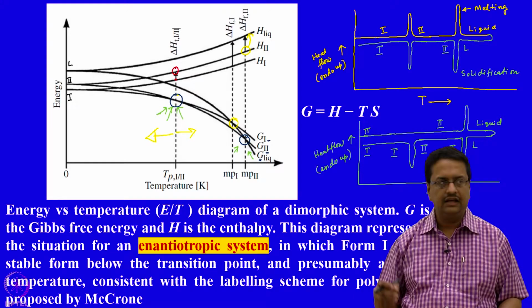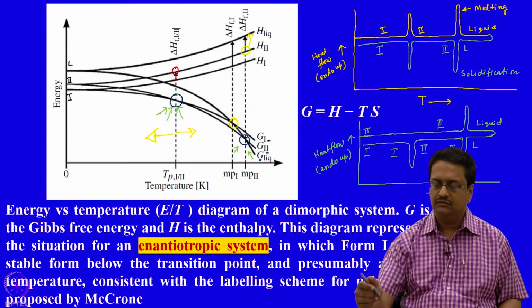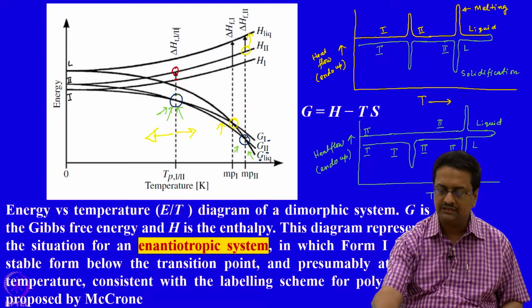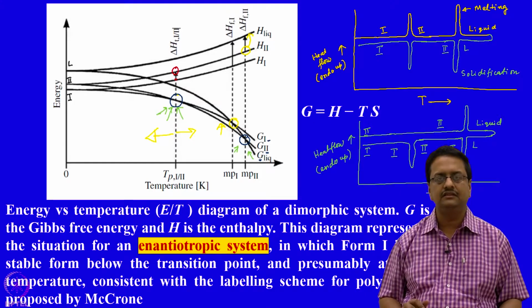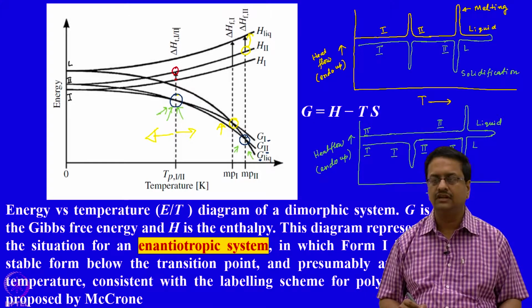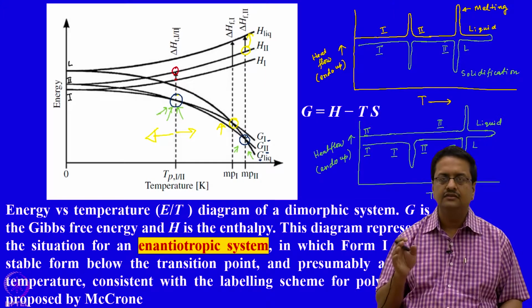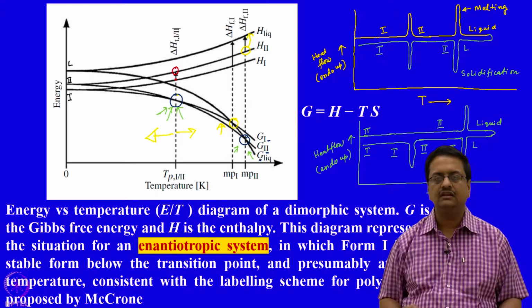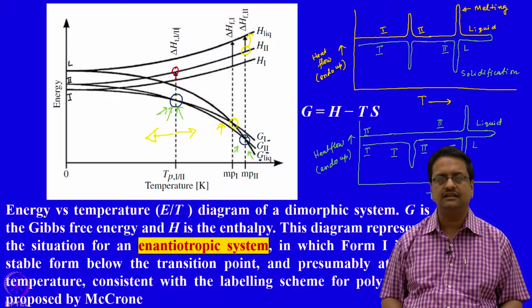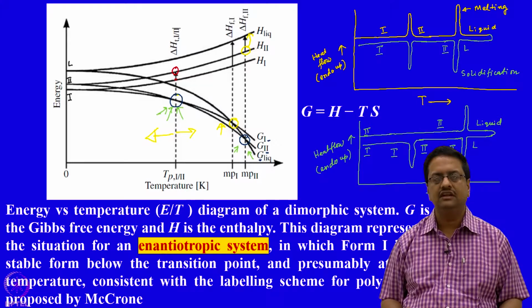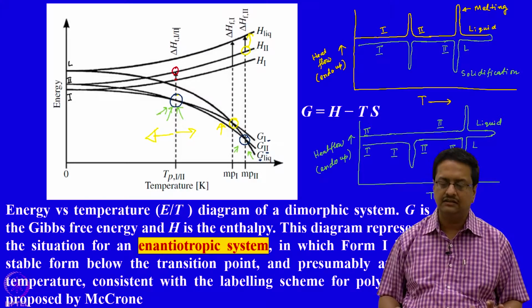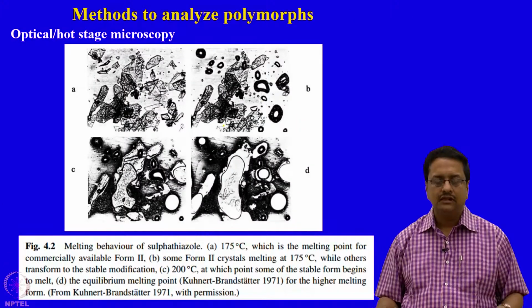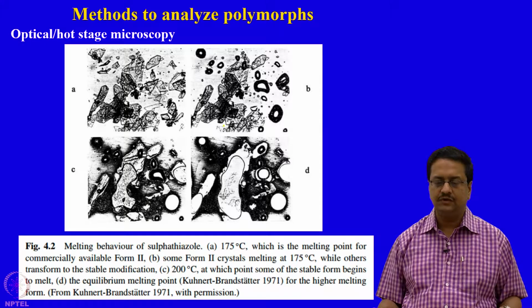Similarly, if we have phase 2 at the higher temperature, which is here, and we cool it at a very high cooling rate, then form 2 will not convert to form 1 at the transition temperature, but will still remain as form 2 and will be stable at room temperature for a while. There are different methods to analyze these polymorphs.